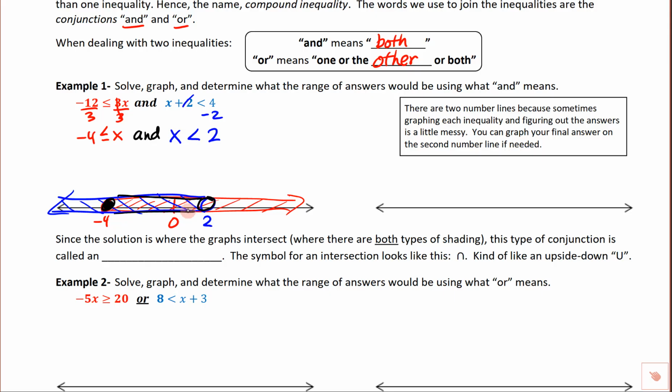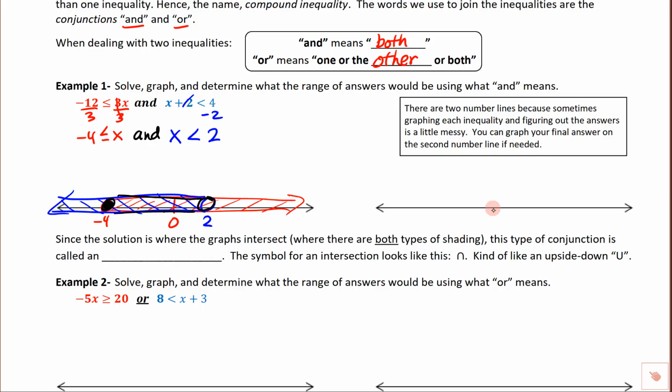Now you'll notice that this is kind of messy when we've got one of these with an and in it. So there are two number lines on this problem because it is messy, and you might need to have one number line where you just kind of figure out, okay, I can see what the answer is. The answer is this stuff right in here, and then another number line to put your final answer on.